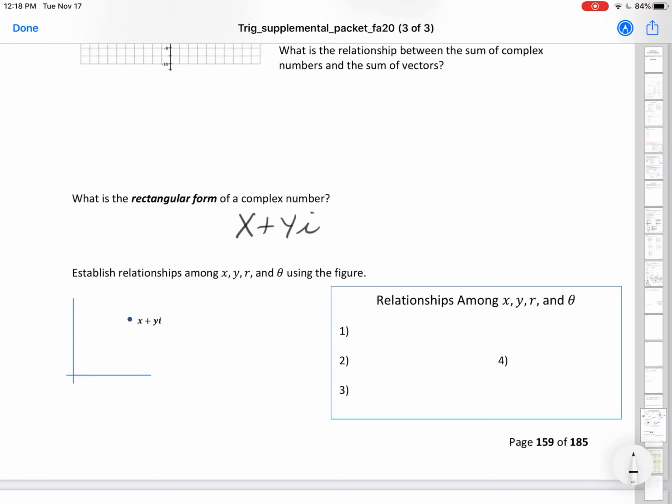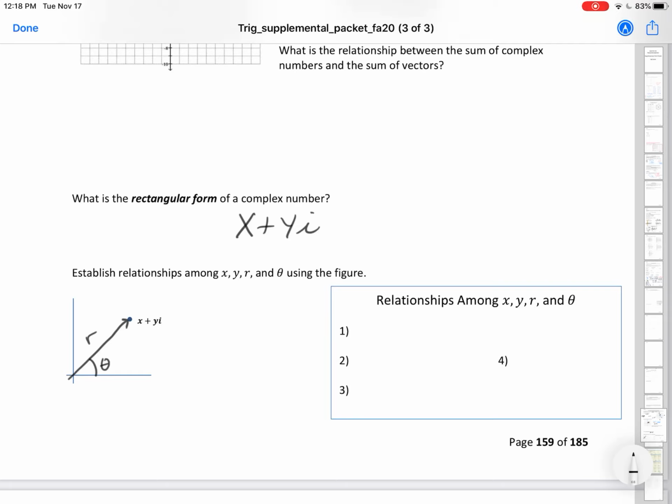Now remember, x was the real number part, and the real axis was the x-axis. Y is the imaginary number. So they're choosing this for a reason. If we have the complex number x plus yi, it looks like this. It's that directed vector, right? That directed line segment, which we call a vector. That vector has a magnitude, which I'll call r, and a direction, which I'll call theta.